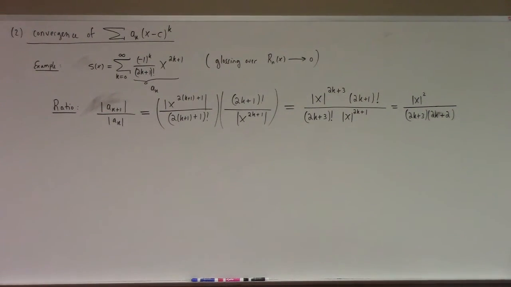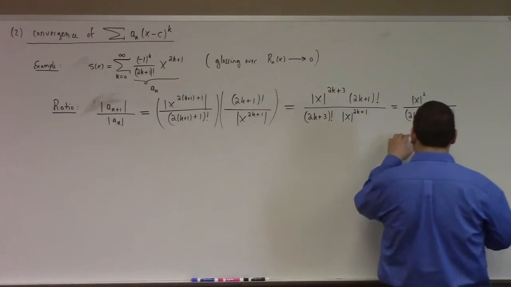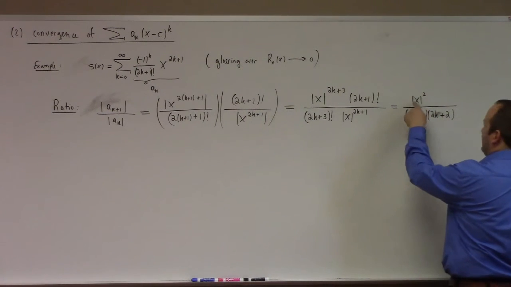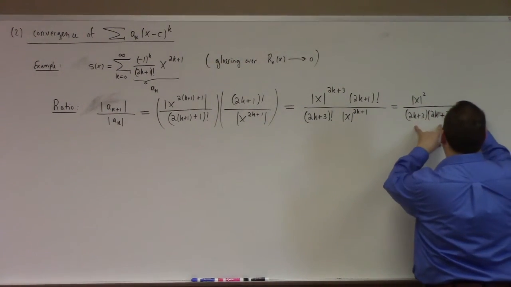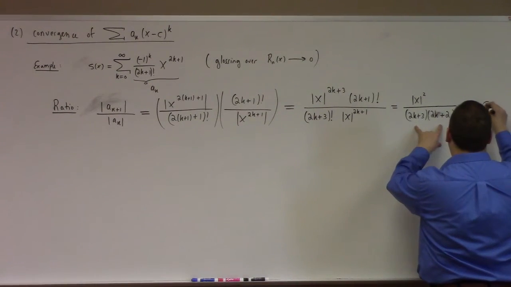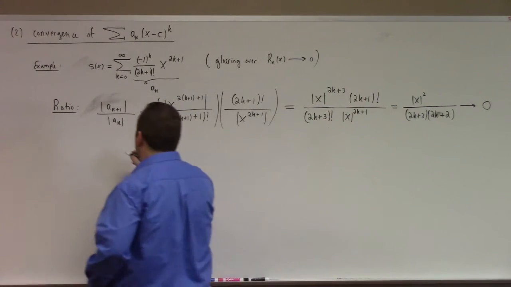x is independent of k, right? x is a real number. Could be any real number. Could be a billion. Could be minus Donald Trump's net worth. I don't know. Whatever. The point is, it doesn't matter what x is. If it's fixed, independent of k, as k goes to infinity, this goes to what? 0.